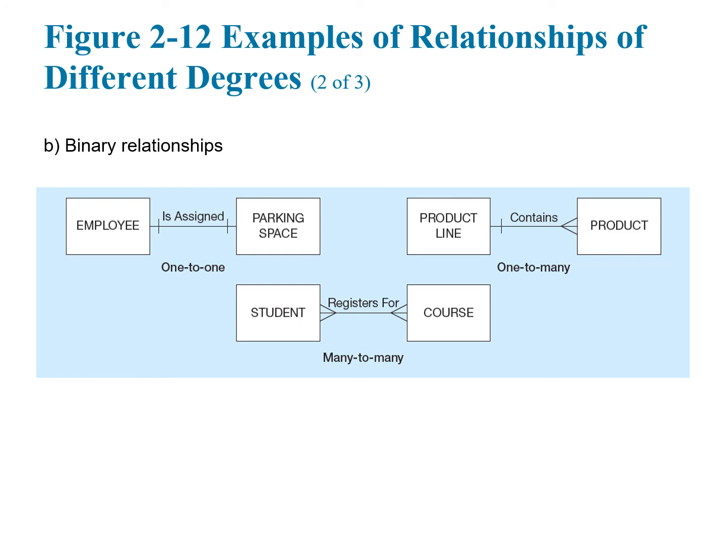Figure 2-12, examples of relationships of different degree: binary relationships. An employee is assigned a parking place: one to one. A product line contains products: one to many. Students register for courses: many to many. Here are binary degree relationships with all the different possible cardinalities.